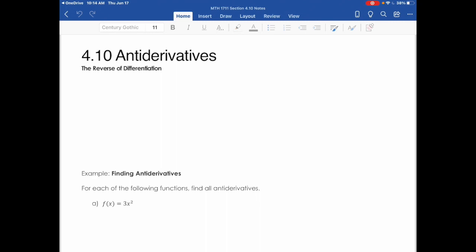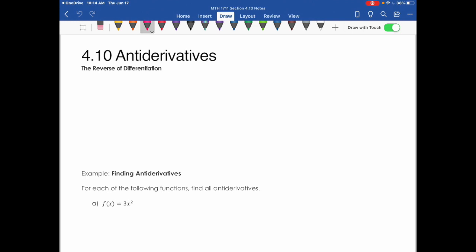Up to this point in the course, we have learned a lot about limits and a lot about derivatives. And then we've learned a lot about the applications for each. And now we're going to think backwards, and we're going to start talking about what's called antiderivatives. The book calls it reverse differentiation. So now we're going to change our mindset: we're going to be given the derivative, and we're going to work backwards and find the original function.